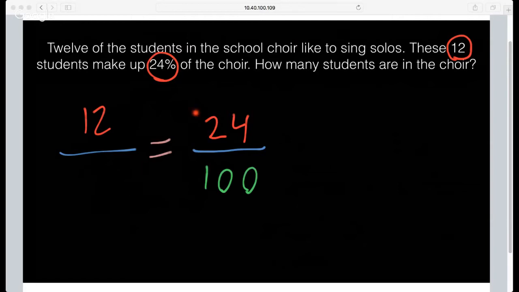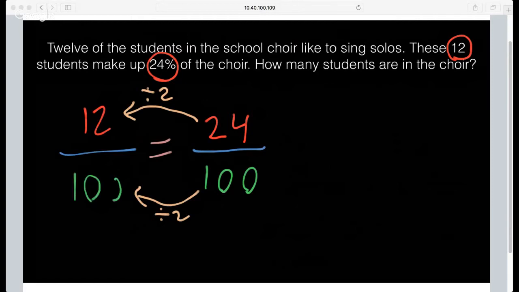So should we go this way? Yeah, we should, because we can deal with this and we can deal with this. So let's move this direction. So 24 to 12. How do we move from here to here? I hope you realize that if you divide 24 by 2, you'll get 12. That means if we divide 100 by 2, we'll get this missing part, which is 50. Okay, 100 divided by 2 is 50.